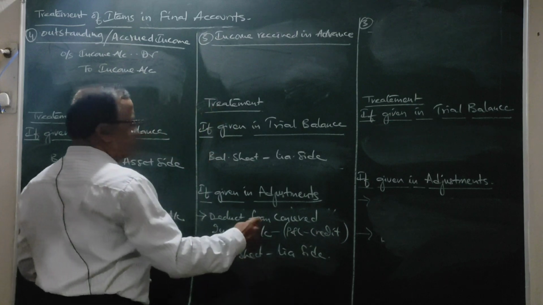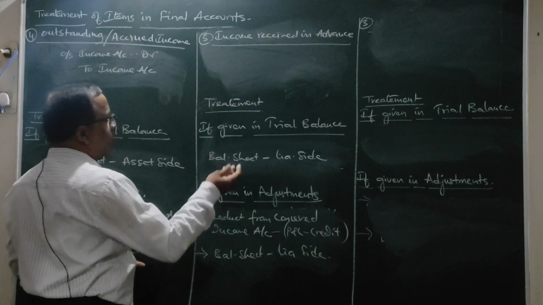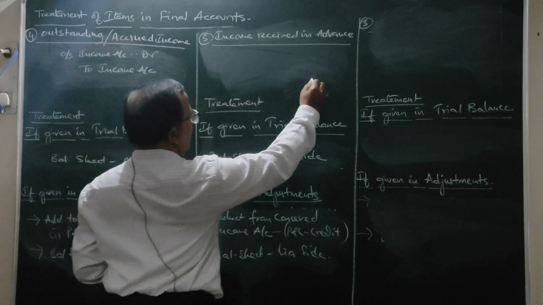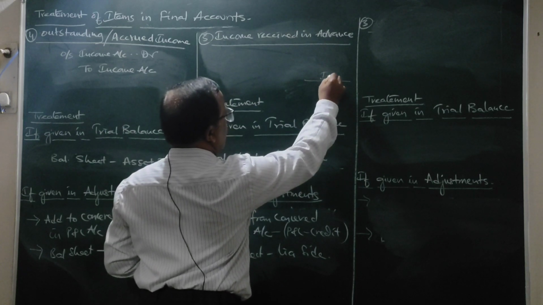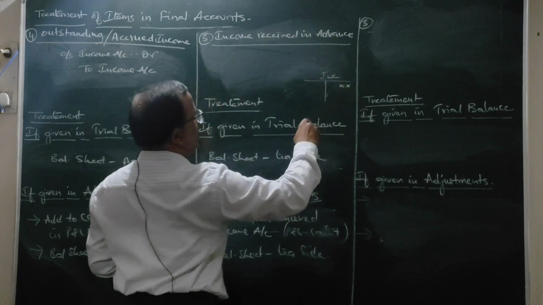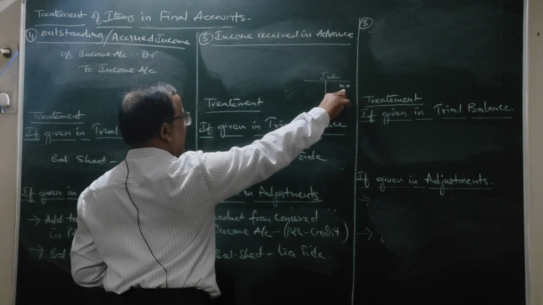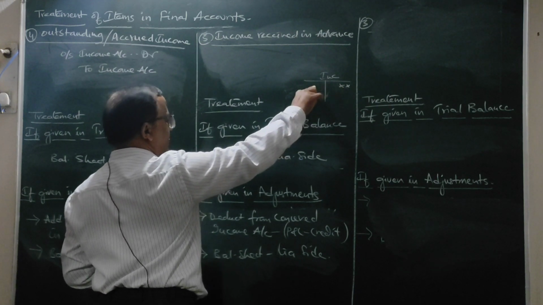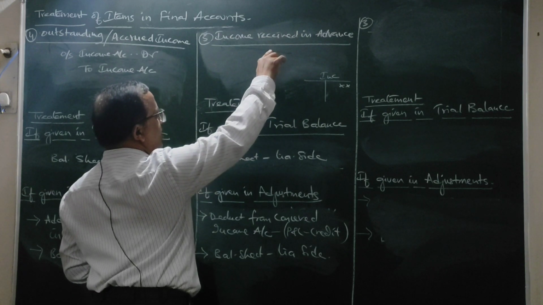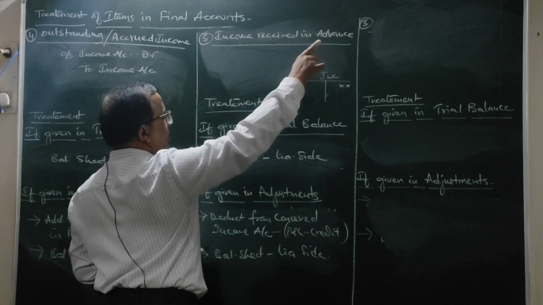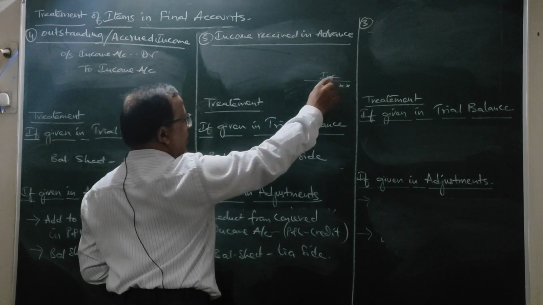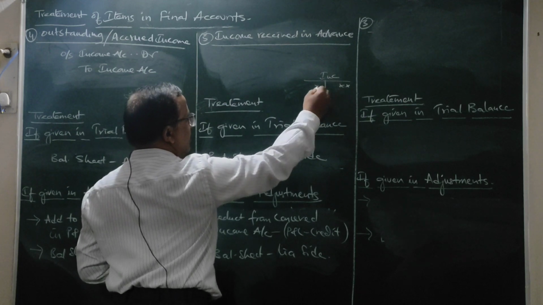So what will be the entry for this? Simply imagine this is your income account; it will show a credit balance. If you want to add to this account, you should credit it here. If you want to deduct from this, you should debit it here. This is income received in advance. It relates to the next year, so we should subtract it from this. You should post it on the other side, the debit side.